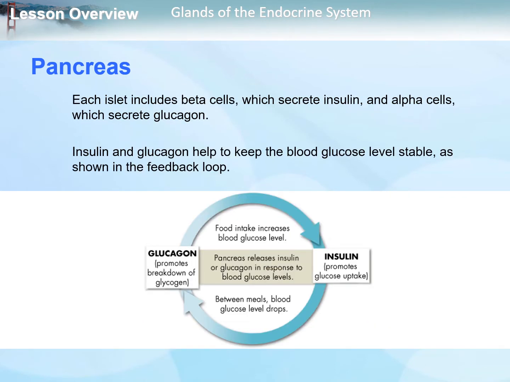Each islet includes beta cells, which secrete insulin, and alpha cells, which secrete glucagon. Insulin and glucagon help to keep the blood glucose level stable, as shown in the feedback loop at the bottom. You can see there how glucagon and insulin react as food is being taken, and between meals as well when the blood sugar glucose drops.